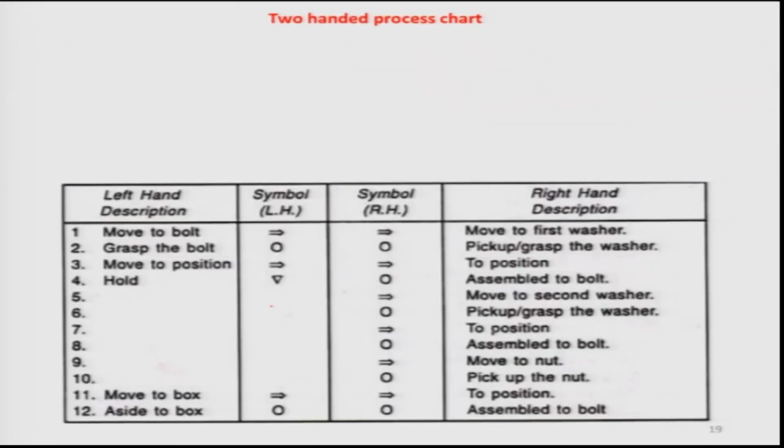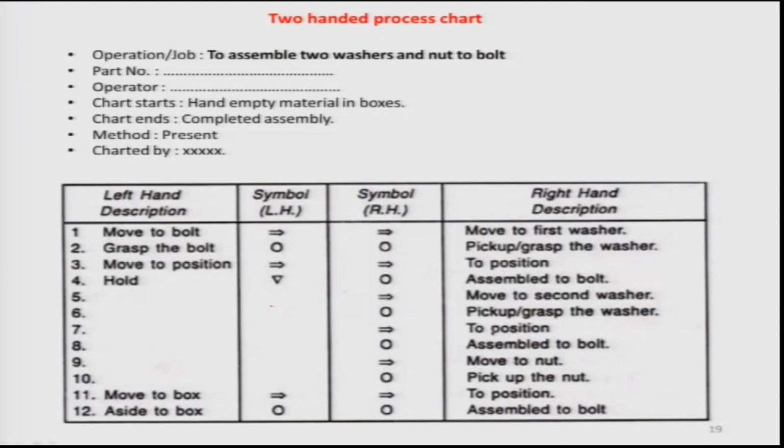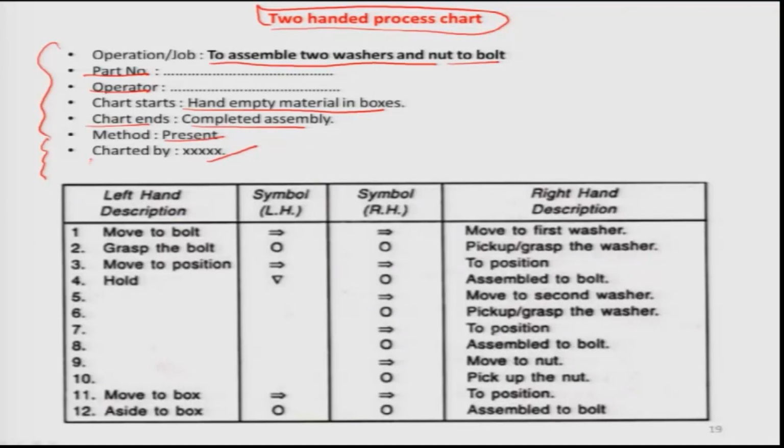Now, the second one is the two-handed process chart. Here again I am going to take an example and explain how a two-handed process chart is made. I am taking the example of assembling two washers and a nut to a bolt. Wherever you get this kind of chart, there should be some coding: part number for recognition purposes, operator who has made it, chart starts, chart ends, completed assembly, method, charted by and approved by. In some charts the date is also there.